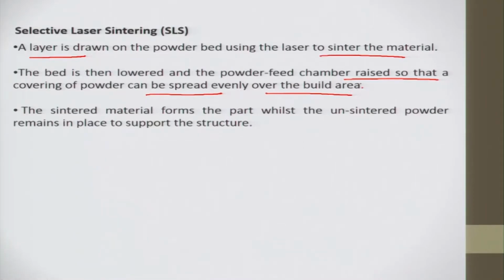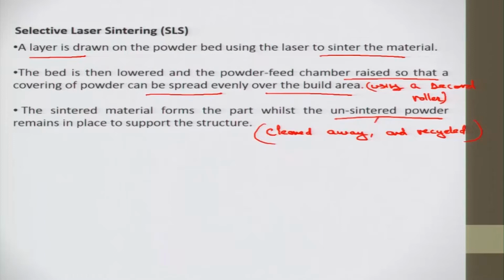Now, this is spread using a counter roller, or a second roller. The sintered material forms the part, whilst the unsintered powder remains in place to support the structure. Unsintered powder is cleaned away and recycled once the build is complete.